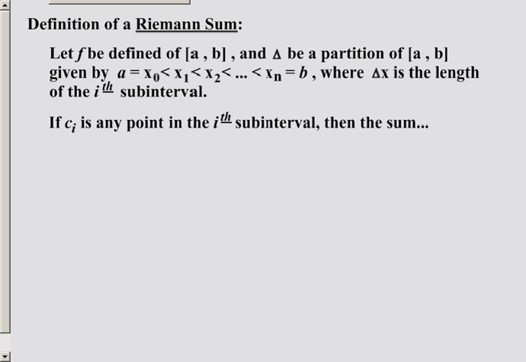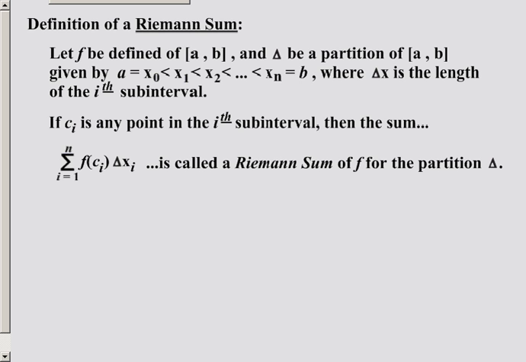Now here's the same language that we've been seeing before. C sub i is any point that is within the ith subinterval, and the sum is represented by summation as i goes from 1 to n of the function evaluated at c sub i within the ith subinterval, and then multiplied by the change of x within the ith subinterval. This is called the Riemann sum of the function for the partition delta.